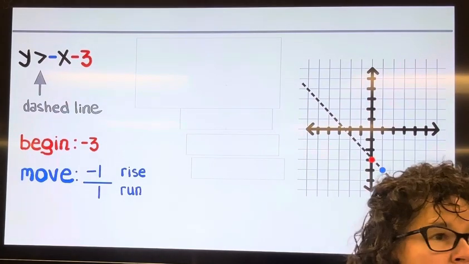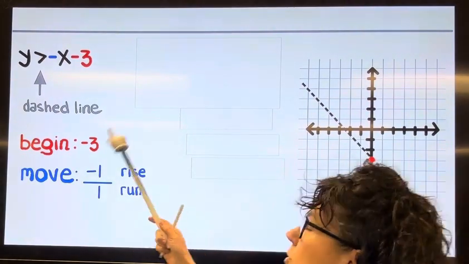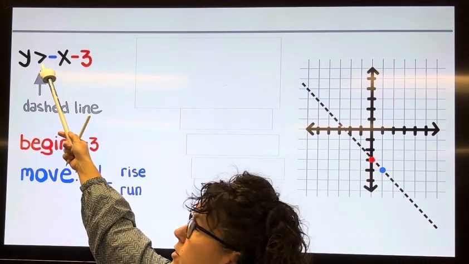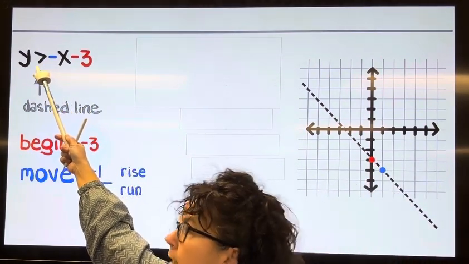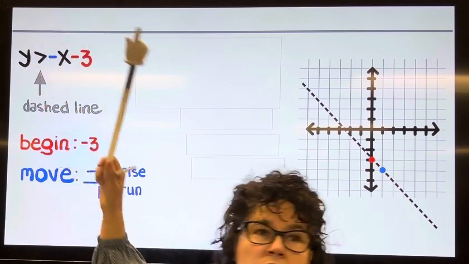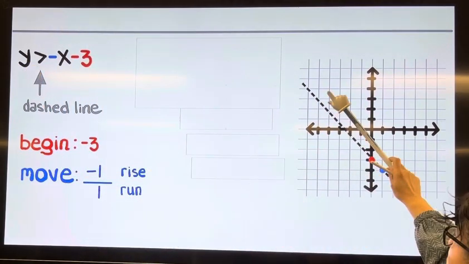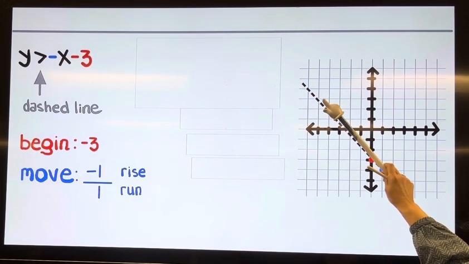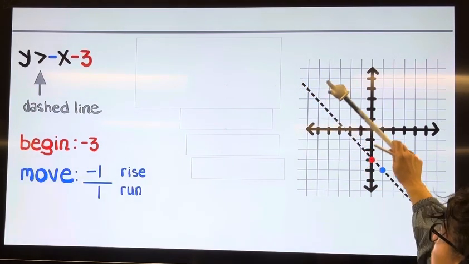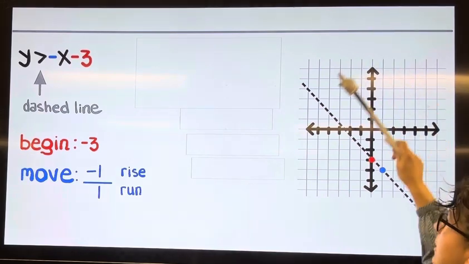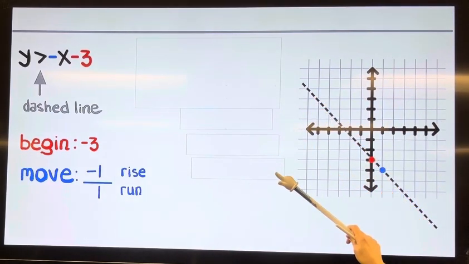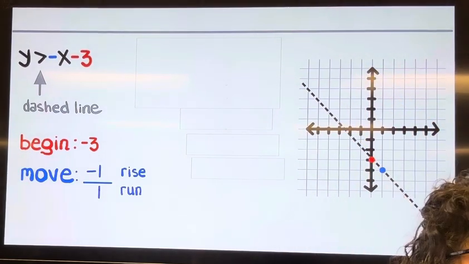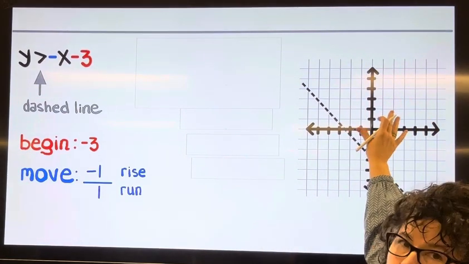Okay, then I need to decide, should I shade below or above? I'm going to go ahead and use the shortcut and then show you the solid math way here, but this symbol here is a greater than, and the y is on the left side. So greater than, I would want to take, if I put like a pencil or something on my line, I want to go up for greater than and down for less than. So greater than is up this direction, so I will end up shading up here.